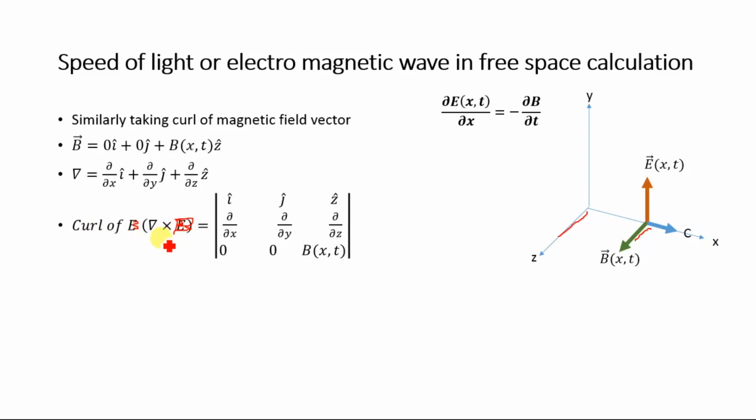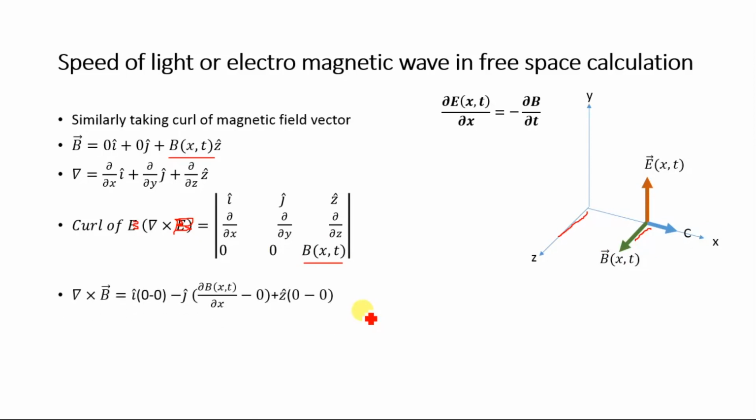Curl of magnetic field is equal to the determinant of i, j, k; ∂/∂x, ∂/∂y, ∂/∂z; 0, 0, B(x,t). The magnetic field is only in the z dimension, and in the x dimension it is 0. Similarly, in the y dimension the magnetic field is 0.